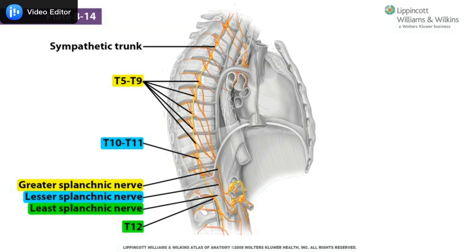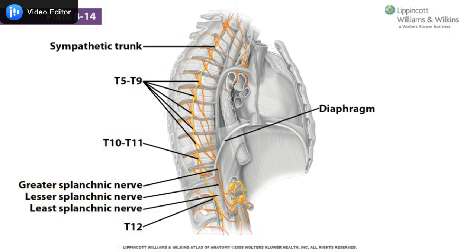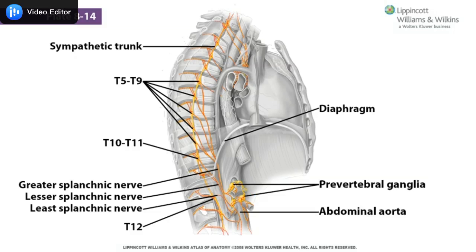The splanchnic nerves leave the sympathetic trunk and run inferomedially. They pass under the diaphragm to reach the abdomen and synapse at the prevertebral ganglia associated with the abdominal aorta. Postganglionic fibers follow the arteries to reach their target organs. The exception to this pathway is the adrenal gland.